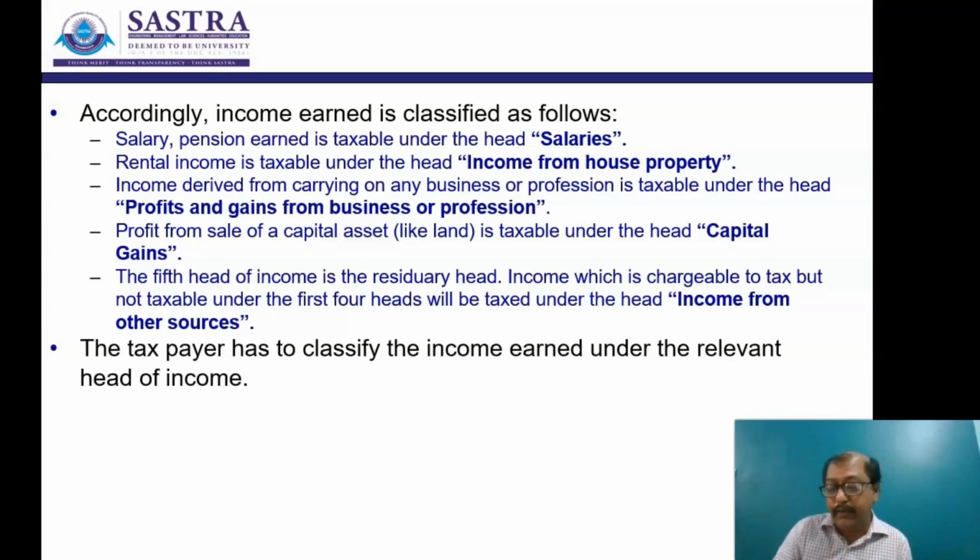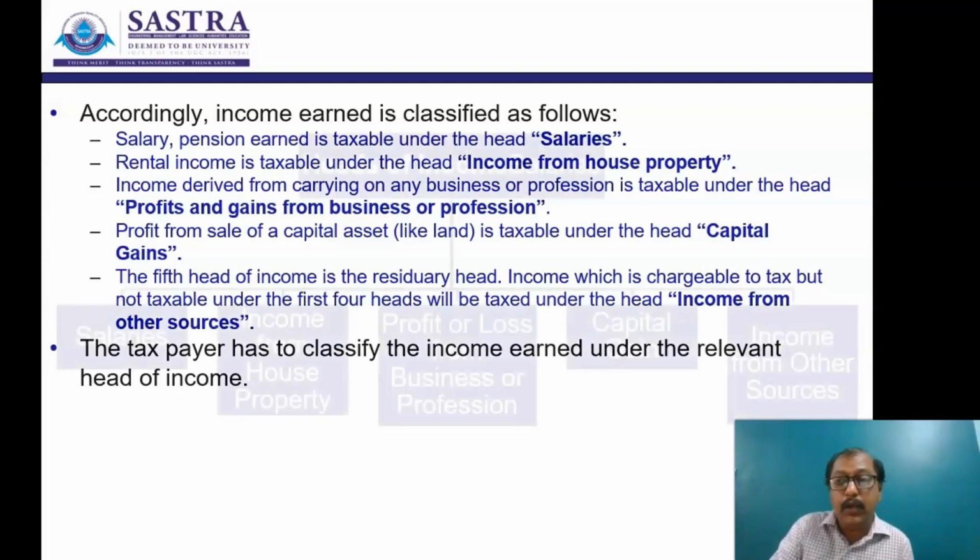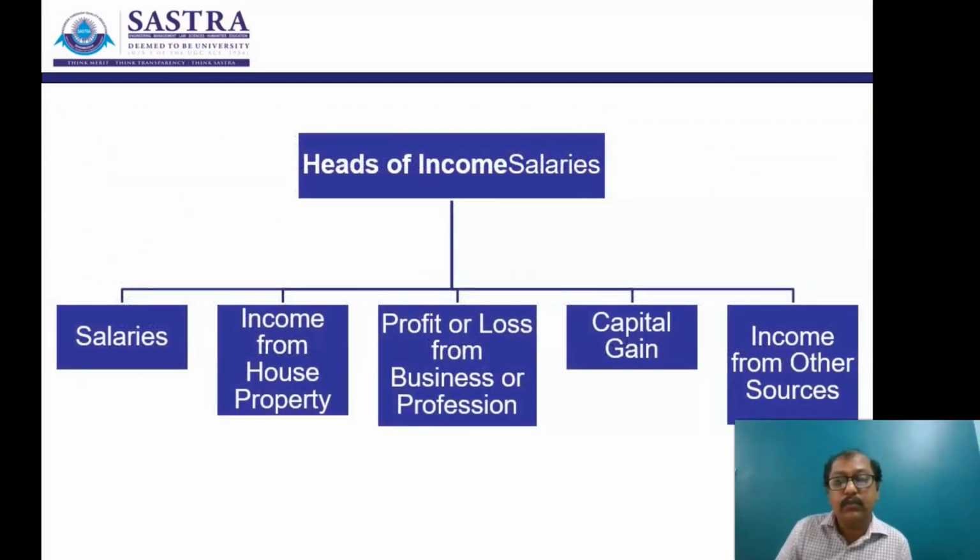Okay, so these are the 5 different sources of income that an individual can have. To give you an idea, the 5 different heads are listed in this slide: salaries, income from house property, profits or gains from business, income from capital gain, and income from other sources.